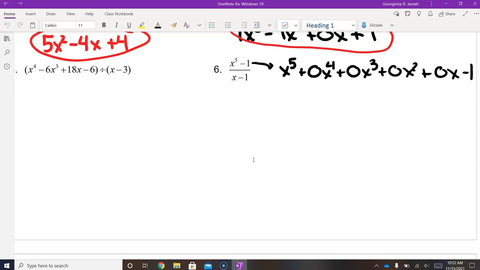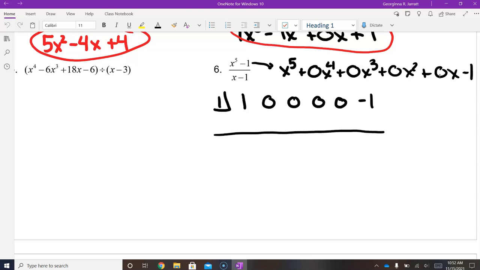So when I start to set up, well, the positive 1 goes in the box, because opposite sign of this guy, and then we put a 1 for the x fifth, but then 0, 0, 0, 0, 4 zeros. 1, 2, 3, 4. If you forget 1 zero, you are going to be off. You won't get the right answer, so be careful. No pressure. So drop your 1.